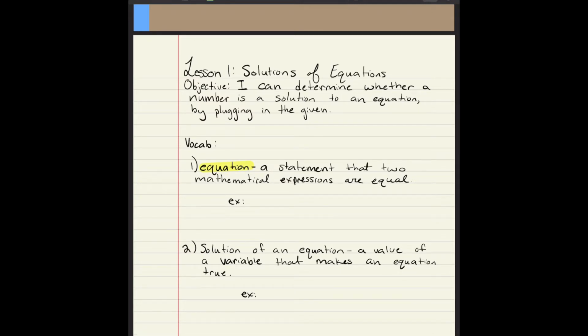Which is a statement that two mathematical expressions are equal. So for example, 8 plus 12 equals 20 is an equation. 14 equals a minus 3 is an equation. And 2d equals 14 is an equation. So all of these have an equal sign in common.